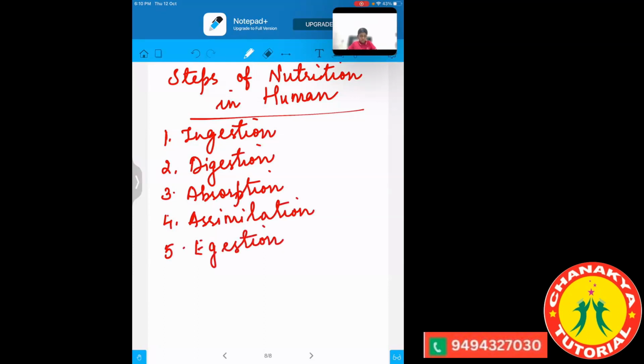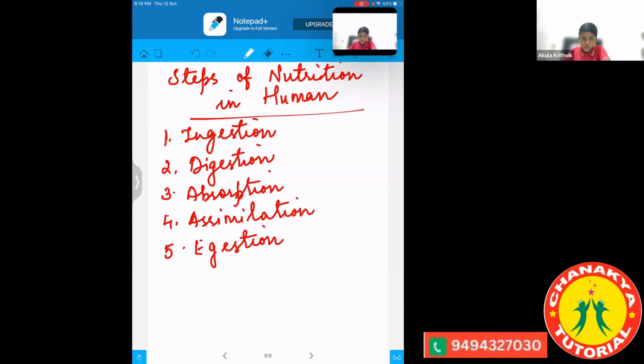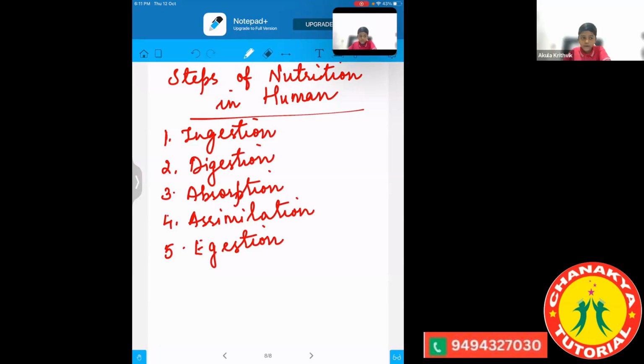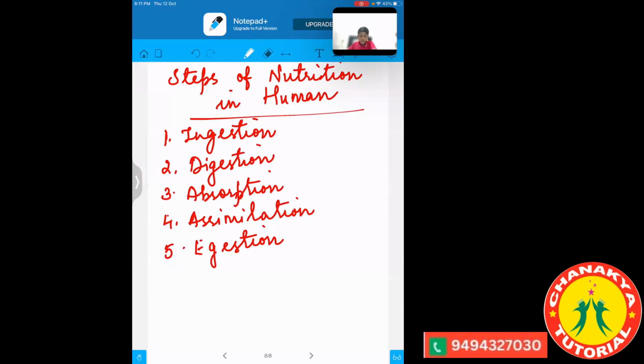Starting with Akula. Akula, tell me what is ingestion? The intake of food into the body. Very good. So intake of food into the body with the help of? Our hands. Okay. So intake of food with the help of the hands into the mouth. That is called ingestion.